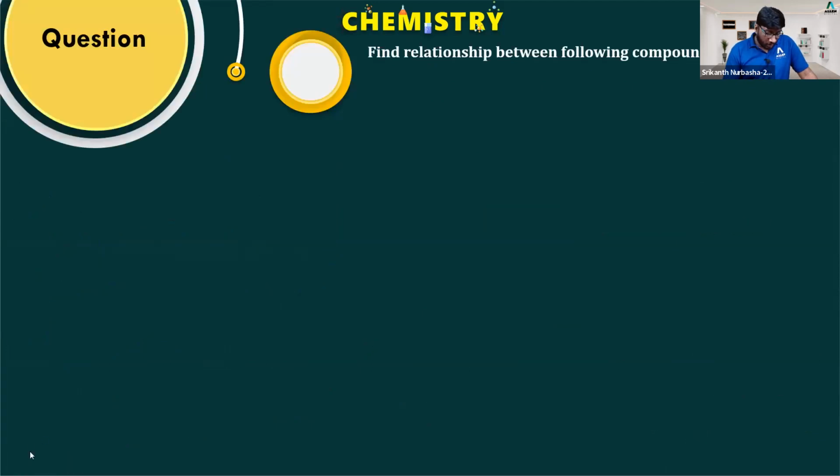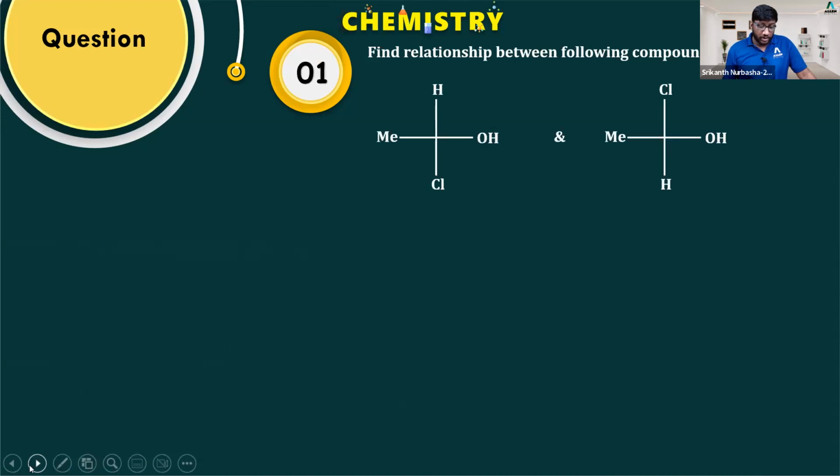Find the relationship between the following compounds. I have given two compounds to you. What is the relationship between them? MeCHOHCl, MeCClHOH. Here, if you look at hydrogen and chlorine, hydrogen was top, chlorine was bottom. But here chlorine was top, hydrogen was bottom.